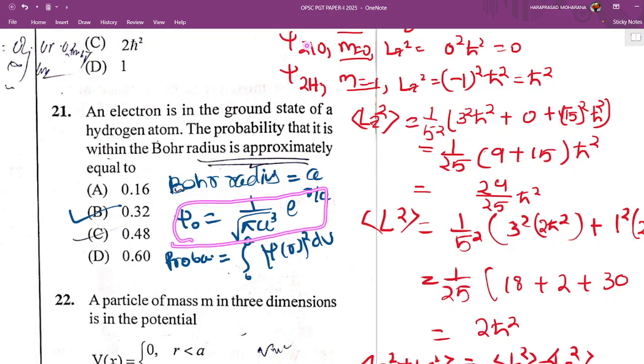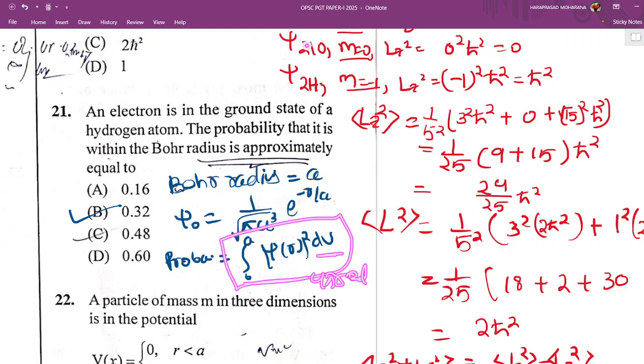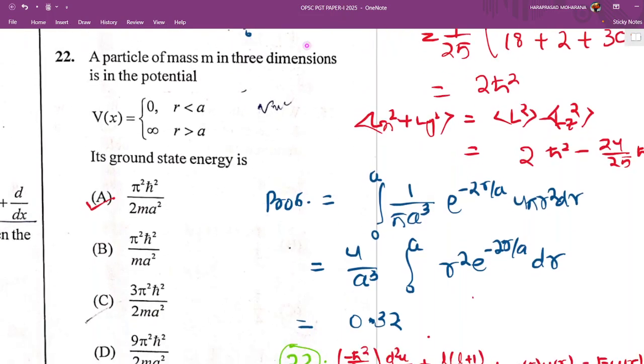If you see your book, you will find the ground state wave function for the hydrogen atom is 1 upon root of pi a cubed, e to the power minus r by a. We need to find the probability. For the probability, you take the limit from 0 to a, because the radius is 0 to a. So |psi|^2 dV, where you can put dV as 4 pi r^2 dr. You can do this problem; if you calculate it, you will get the answer as 0.32. Come to the next question.